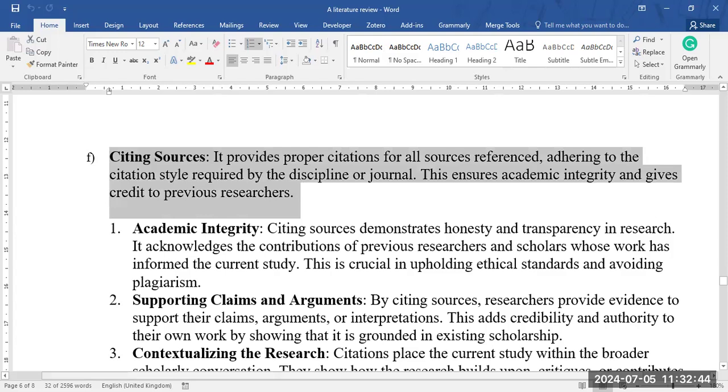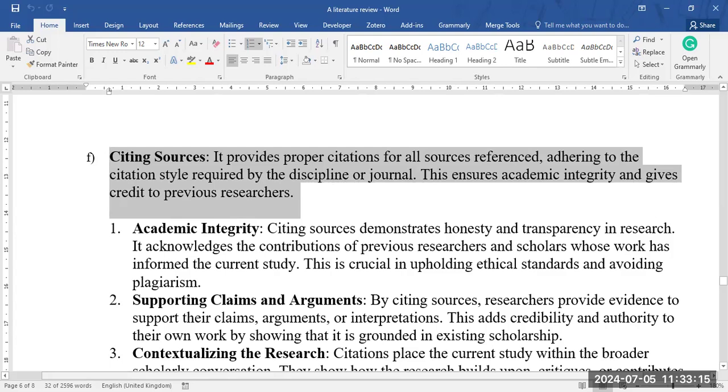It provides proper citation. Citation means, say for example, when you are reading one resource and you are writing based on that resource, you have to give an acknowledgement. How can you give acknowledgement? You have to mention that this knowledge or idea is someone else's. So that is the citation, right? According to the citation style required by the discipline or journal.